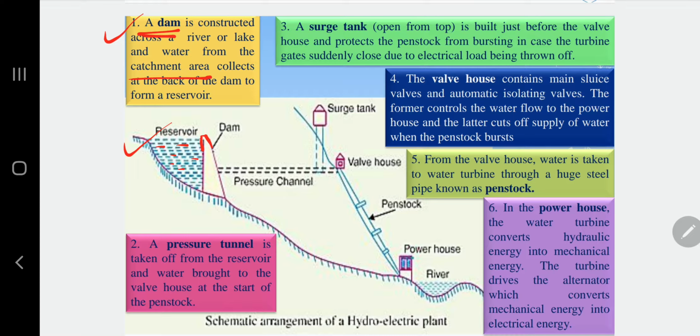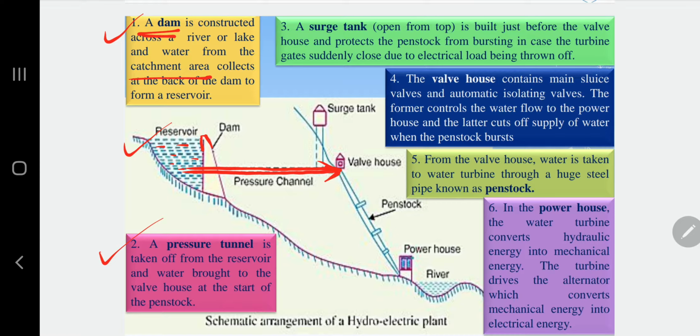Now second comes the pressure tunnel. The pressure tunnel or pressure channel is actually a tunnel itself which leads the water from the reservoir towards the valve house, where the water flow is controlled. So the pressure tunnel or pressure channel is a tunnel which takes the water from the reservoir towards the valve house.